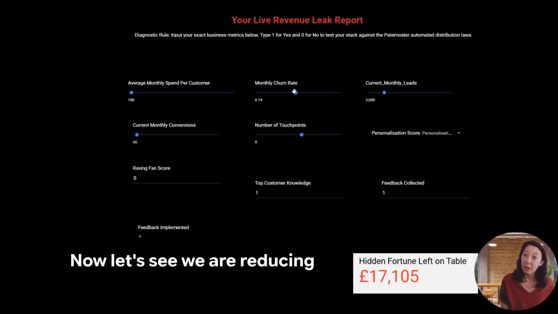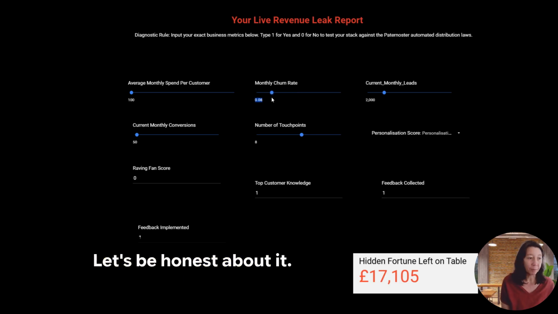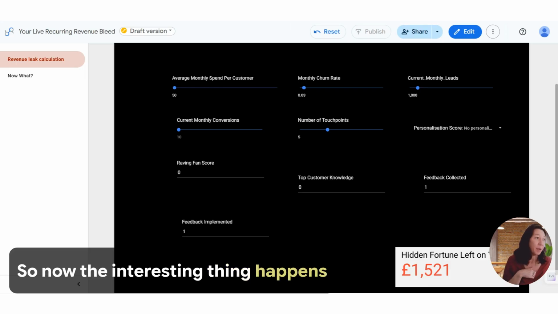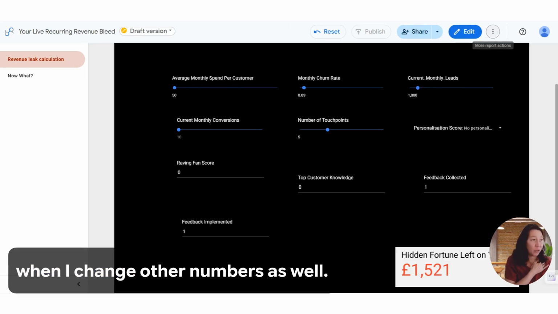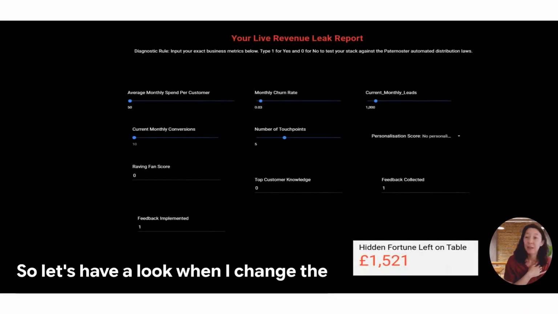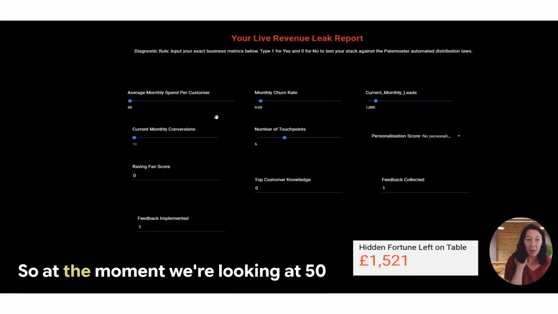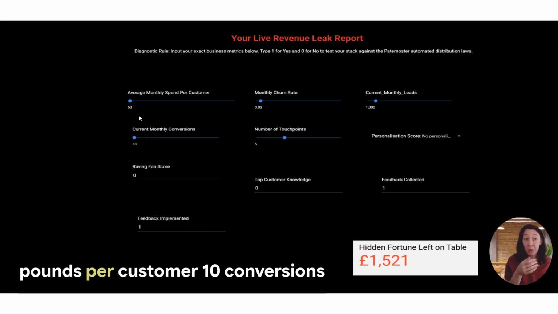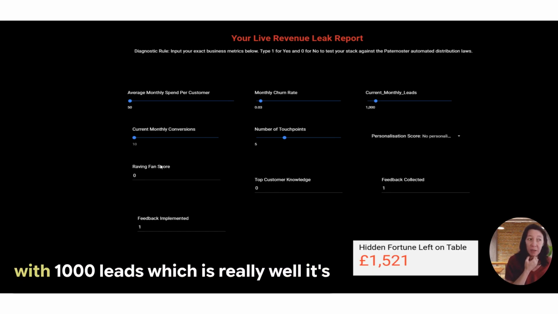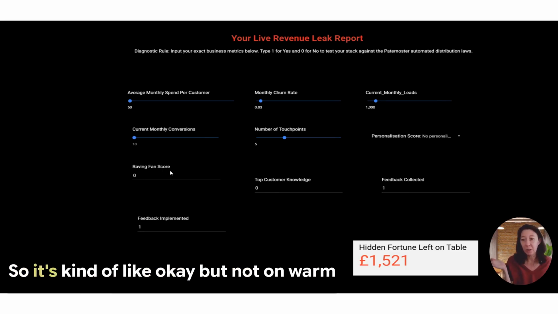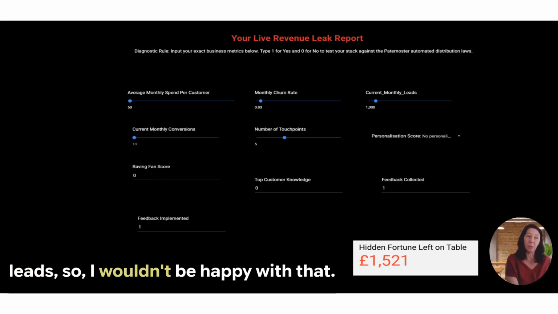Now let's say we are reducing the churn rate, because that's what's killing most SaaS companies, let's be honest about it. So now the interesting thing happens when I change other numbers as well. So let's have a look when I change the churn rate. At the moment, we're looking at £50 per customer, 10 conversions with 1,000 leads, which is 1% conversion. So it's kind of okay, but not on warm leads. So I wouldn't be happy with that.